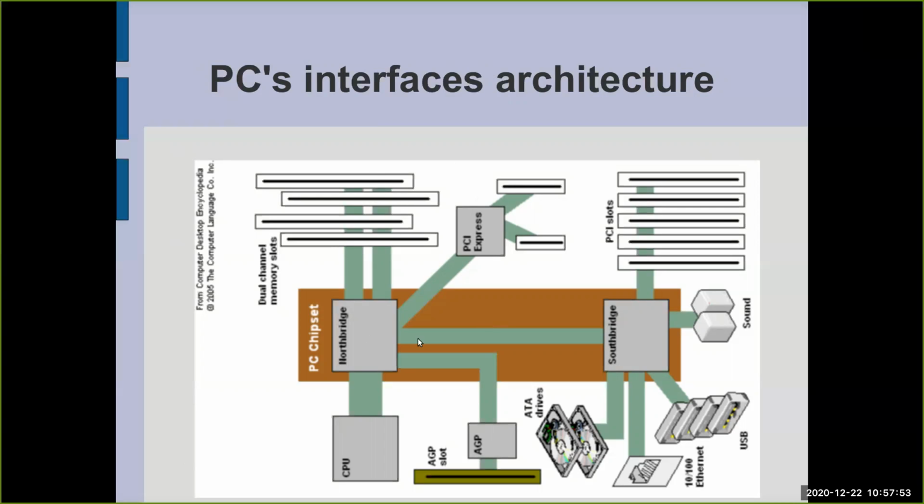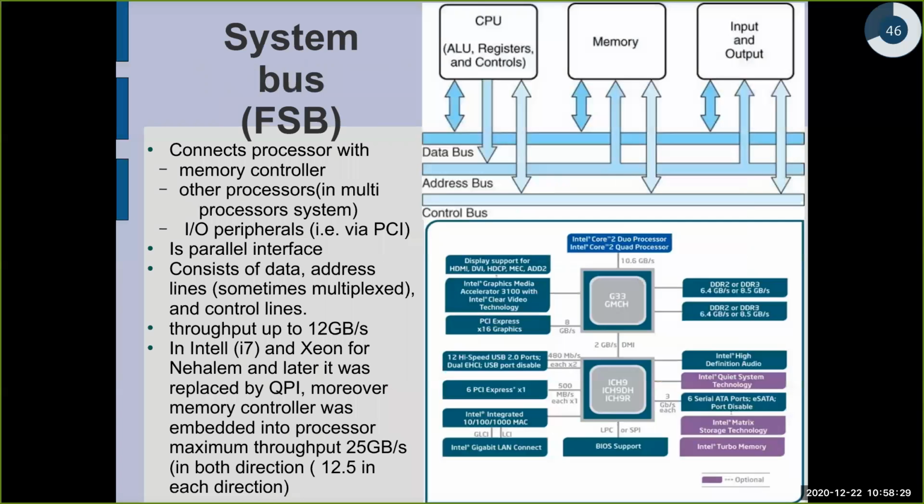So look, we can think that the most important element in our computer is the processor, something which is called CPU, Central Processing Unit. At that time, so let's say 10 or 15 years ago, the CPU was connected with other peripherals using a bus called FSB, Front Side Bus.